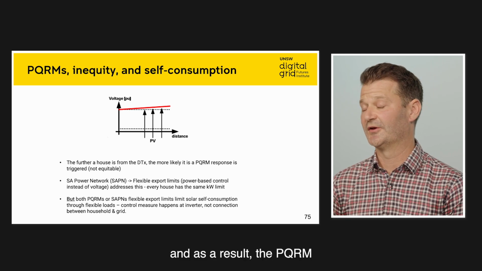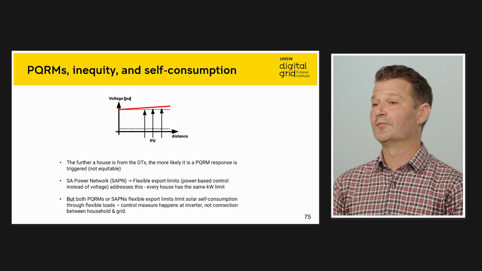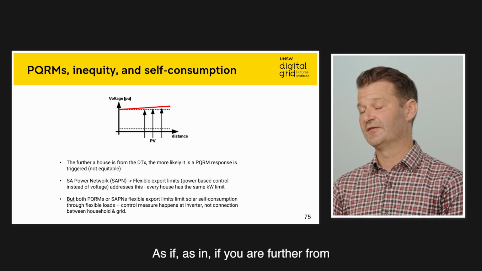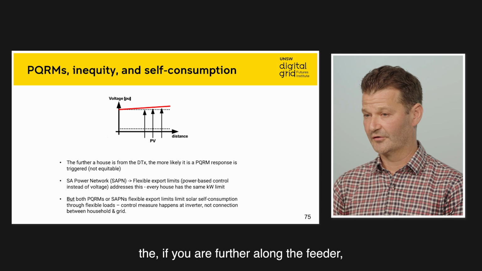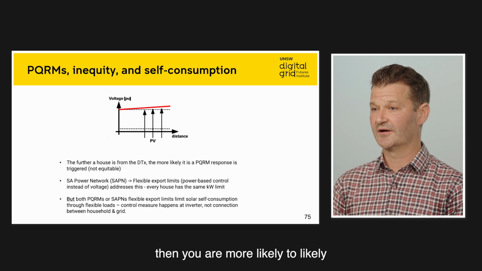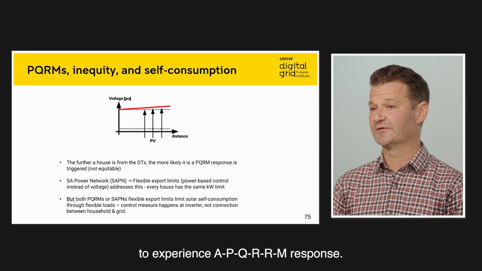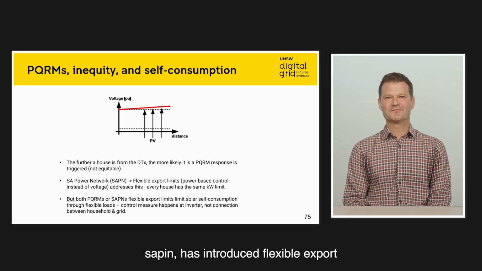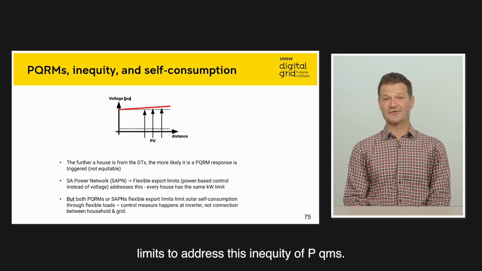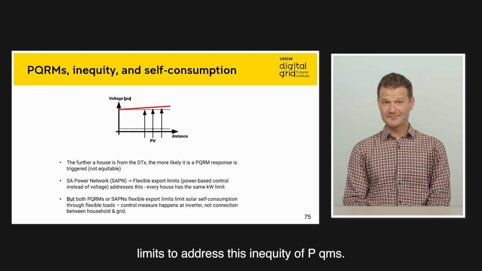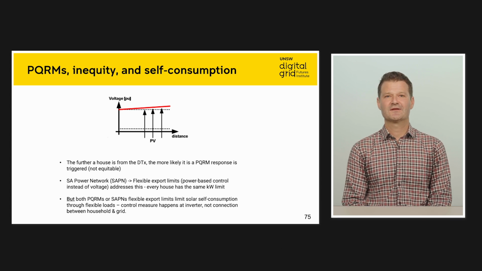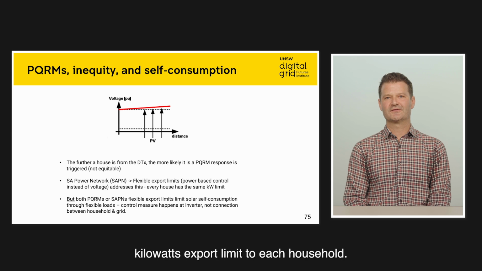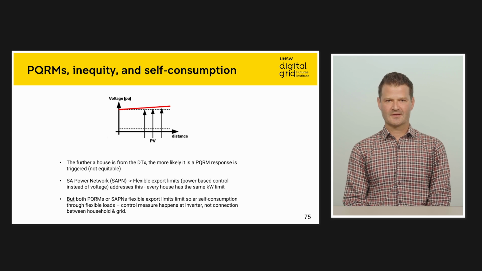And as a result, the PQRM response is not equitable, as in if you are further along the feeder, then you are more likely to experience a PQRM response. The South Australian Power Network, or SAPN, has introduced flexible export limits to address this inequity of PQRMs, where it assigns an equal kilowatt export limit to each household.